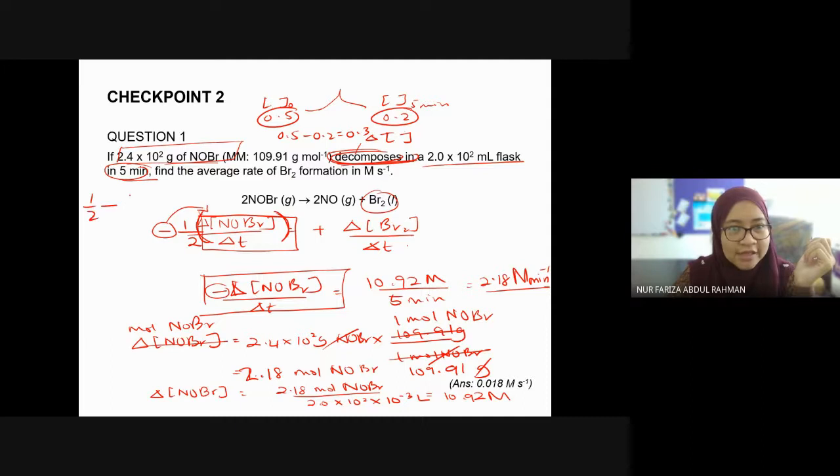Okay, don't simply just do this. 1/2 minus NOBR delta T. Don't do this, guys. This is wrong, this is a subtraction operation. When you have this bracket, it shows that this is a multiplication operation.